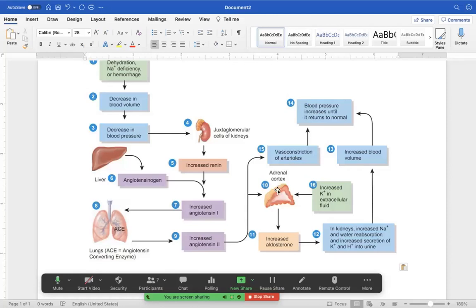Now, do you see this adrenal cortex? Doesn't it look like an A? Looks like an A to me. So the adrenal cortex will release aldosterone. And what will aldosterone do for me? Increase sodium and water resorption. Because remember, what was my problem? Water and sodium deficiency. So what did I want to do? Increase blood volume. And it's right here.